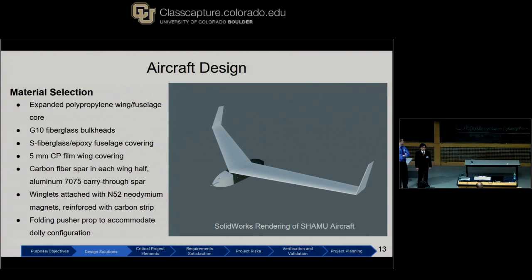On the right is a SolidWorks rendering of SHAMU's UAV. The fuselage will be made out of a foam fiberglass composite, and the nose will be left uncovered to take the compressive forces of landing. Each wing half will be made of foam with an interior carbon fiber spar and will be covered with a plastic coating for aerodynamic efficiency.